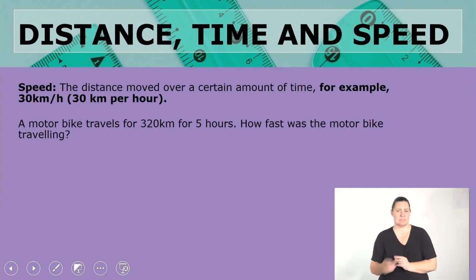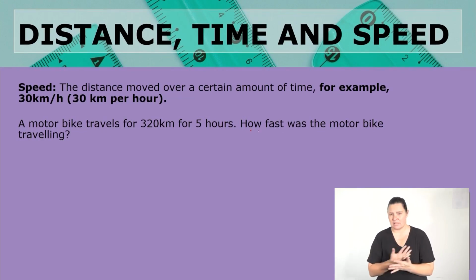Let's look at speed. Now, what is speed? The distance moved over a certain amount of time. For example, 30 kilometers per hour. An example is a motorbike travels for 320 kilometers for 5 hours. How fast was the motorbike traveling? How fast is asking us for the speed.